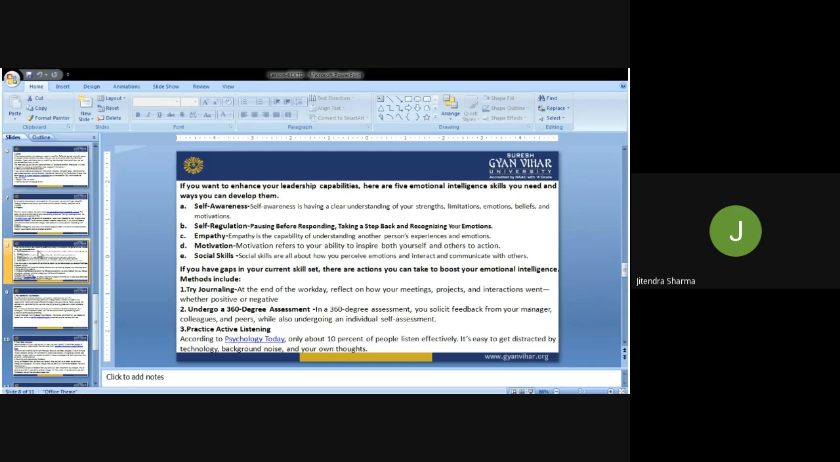That is how we can have the emotional intelligence skills. Number two, self-regulation. That's how you can have control over yourself: pausing before responding, taking a step back, and recognizing your emotions. These are the three steps by which you can regulate yourself, and that will help you develop good leadership capabilities on the emotional intelligence skills aspect.